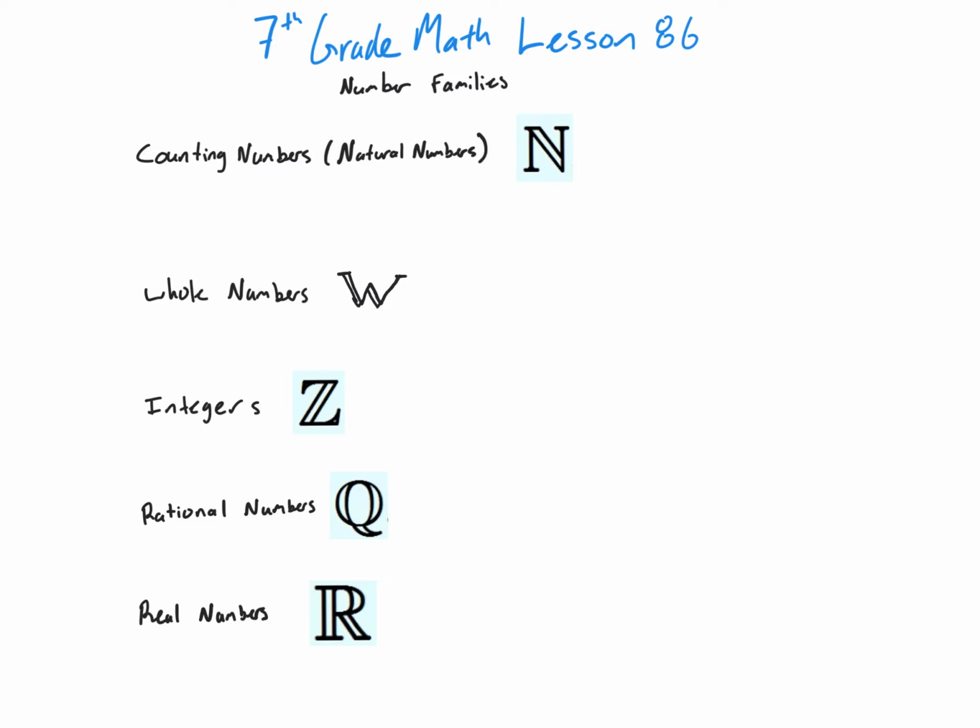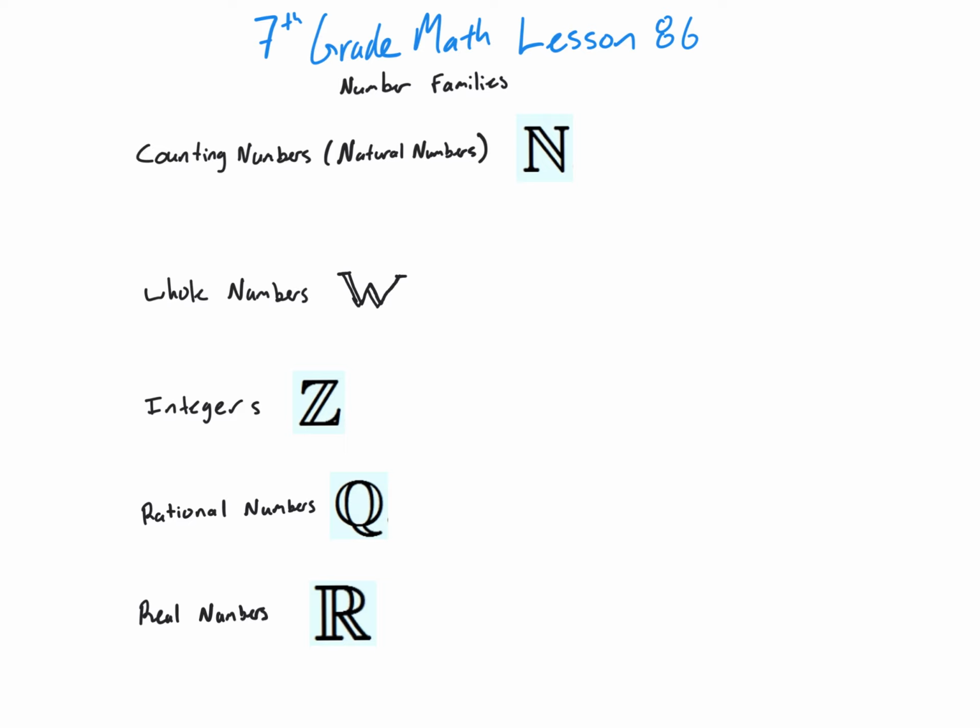This is lesson 86, where we talk about number families, or really just ways that we can group numbers together by what kind they are. Just like most of the people in your family are going to look similar, or have similar characteristics, the different numbers in the different groups, or number families, also have similar characteristics.